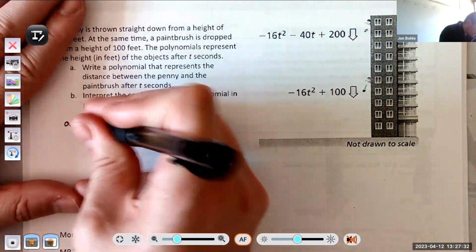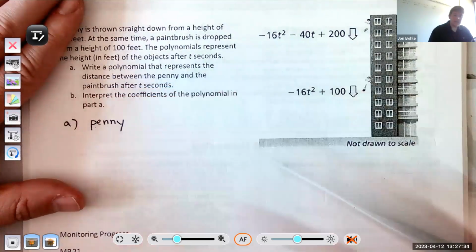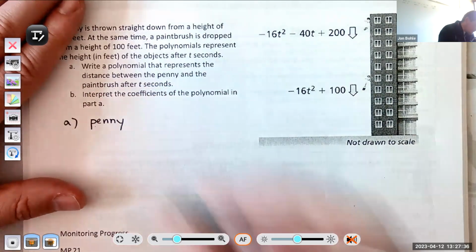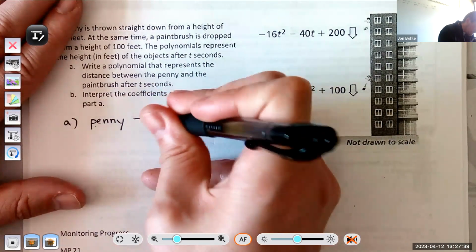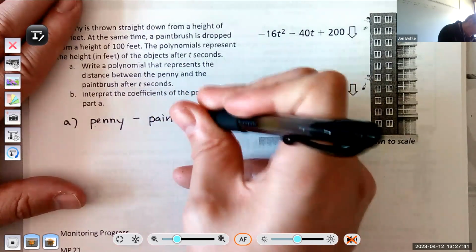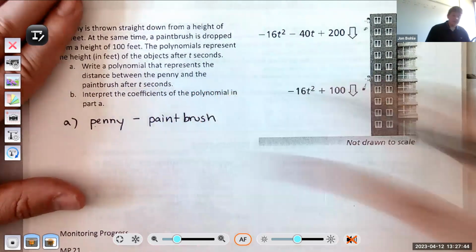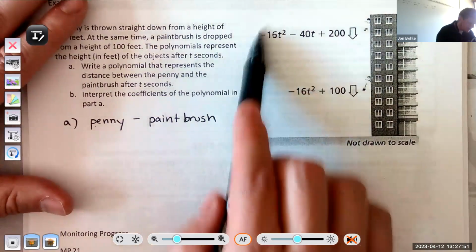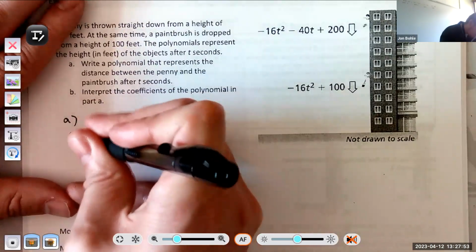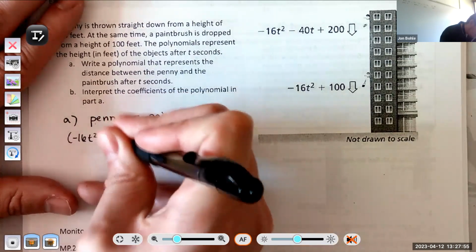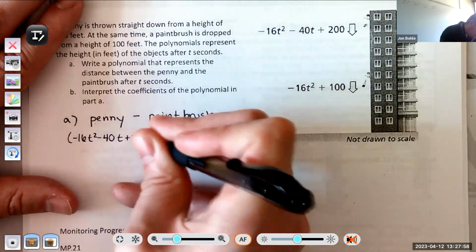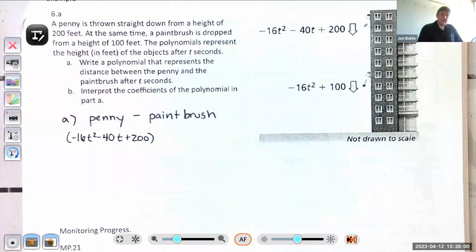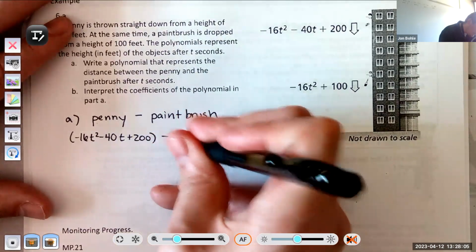What I want to do is find the distance of where the penny is off of the ground. And then I'm going to subtract the different distance of the paintbrush from the ground. Once I do that, it's going to tell me how high in the air they are. Okay, so what represents the penny's height? It is this expression here. What represents the height of the paintbrush? Well, it's this thing, and I need to subtract them.